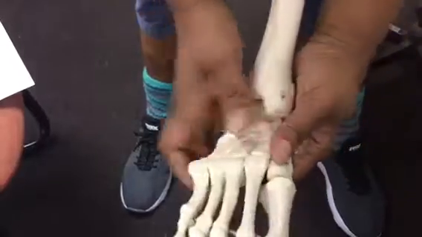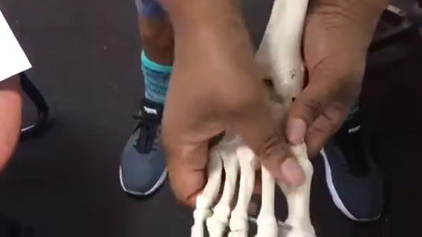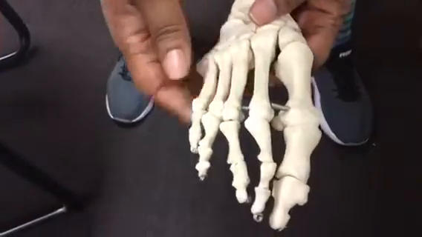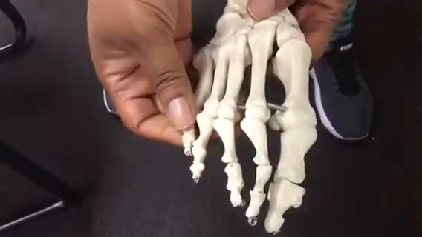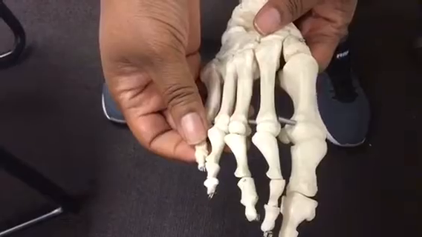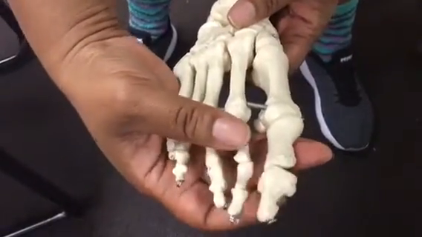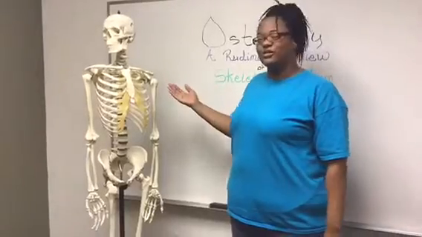Next we see metatarsus, again numbered 1 through 5. Like the hand, 14 phalanges, 3 per toe, except for the big toe, also known as the hallux. This concludes our trip through the skeletal system.